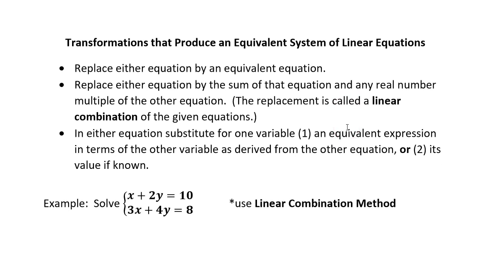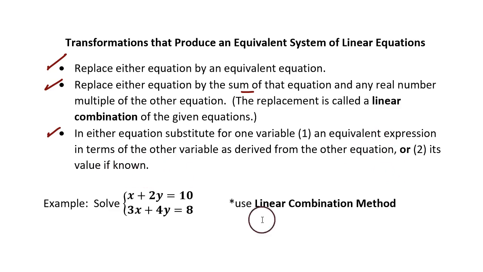Here are the transformations that produce an equivalent system of linear equations. So all the things that you can do to transform a system into a new but equivalent system. You can replace either equation by an equivalent equation. You can replace either equation by the sum of that equation and any real number multiple of the other equation. The replacement is called a linear combination of the equations. The third thing you can do is substitute for one of the variables an equivalent expression or its value if you know it.